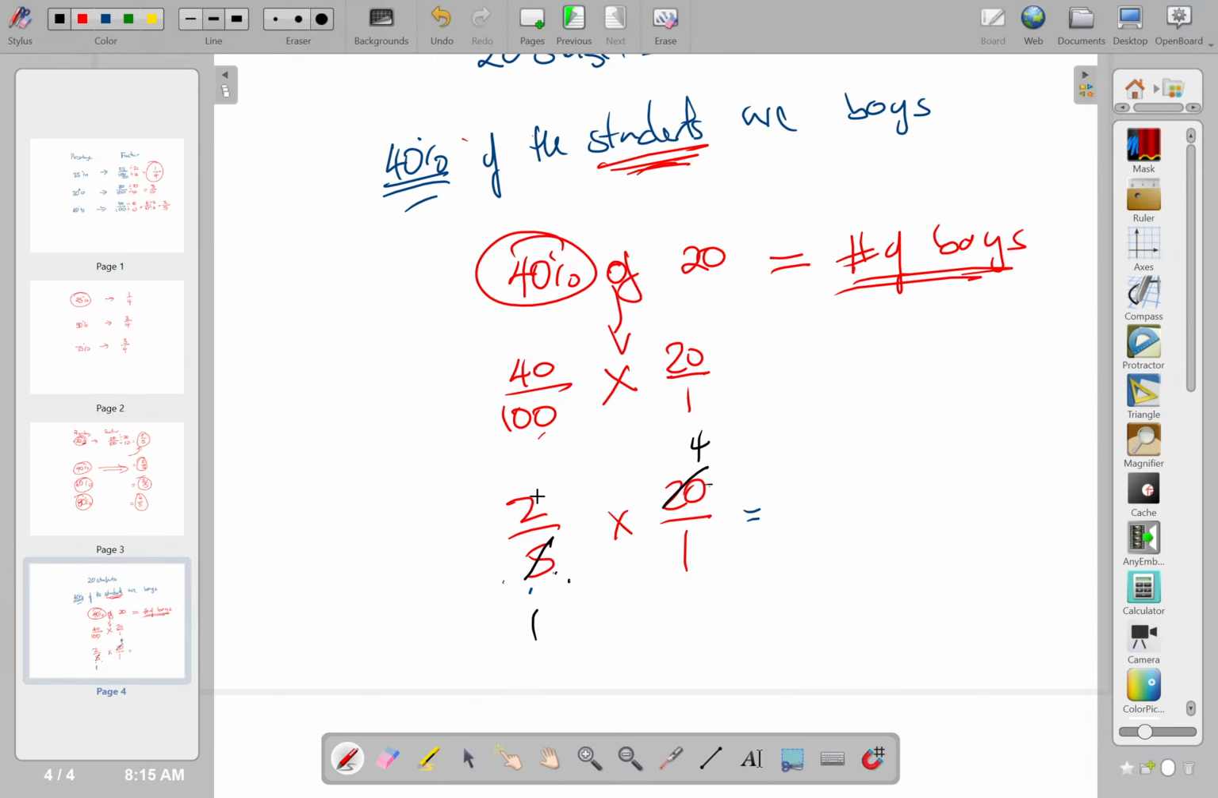Then how do I multiply fractions? Top times top, that gives me 8. Bottom times bottom, that gives me 1. 8 divided by 1 gives me that there are 8 boys in the class. Is that making a lot of sense to everybody? Yeah? So let's see if we can start to apply that now and then move forward.